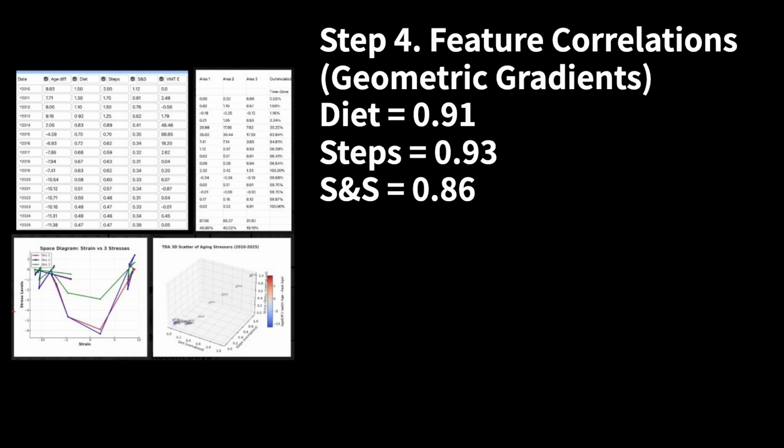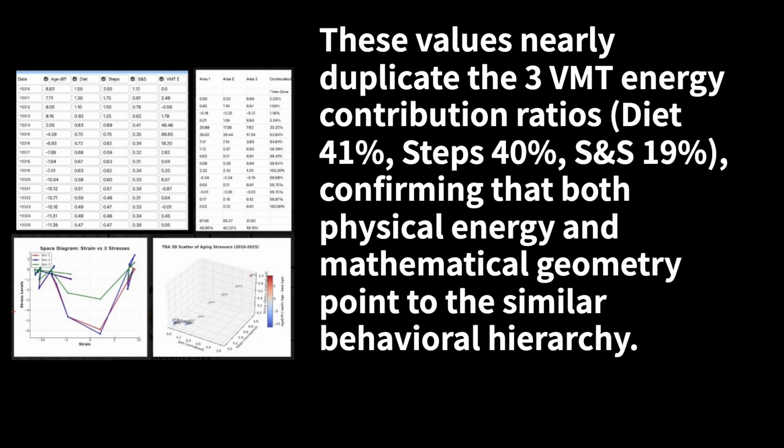Step 4. Feature correlations, geometric gradients: diet is 0.91, steps is 0.93, S and S is 0.86. These values nearly duplicate the three VMT energy contribution ratios: diet 41%, steps 40%, S and S 19%, confirming that both physical energy and mathematical geometry point to a similar behavioral hierarchy.